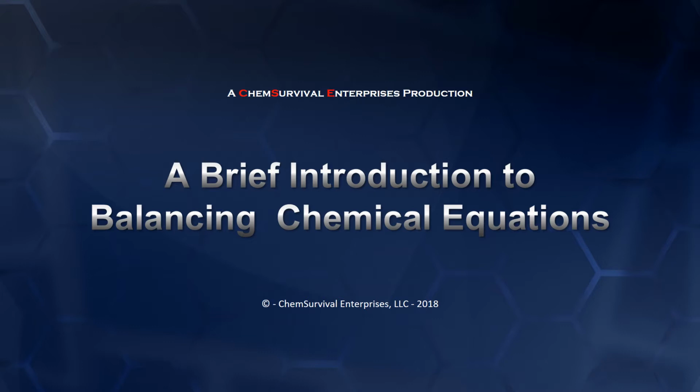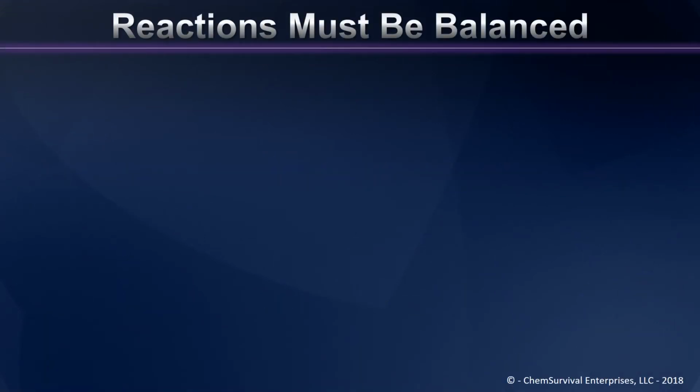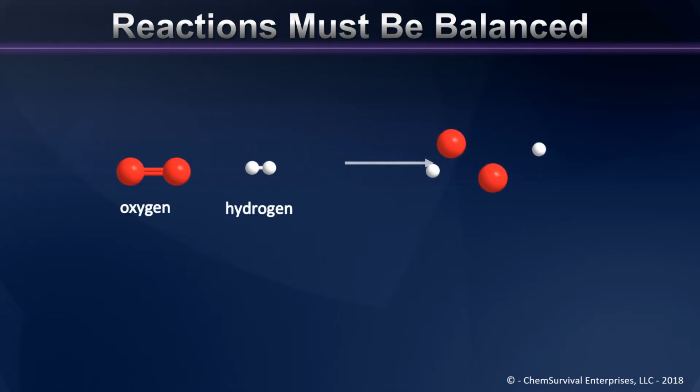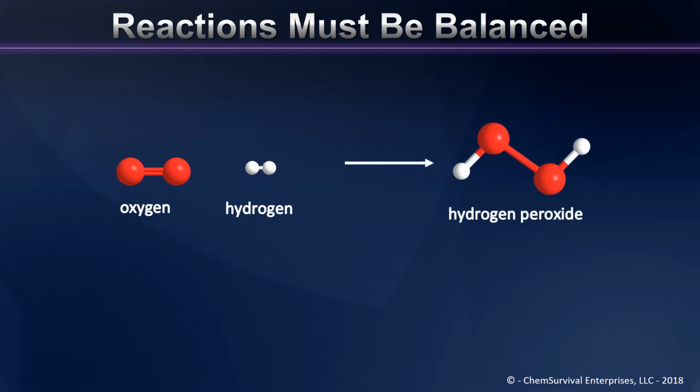And in this short video, I'm going to illustrate a simple method to help you balance chemical equations. In order for chemical reactions to be as useful as possible, they need to be balanced. So what do I mean by balanced? Well, consider the reaction of oxygen and hydrogen to form a compound called hydrogen peroxide.